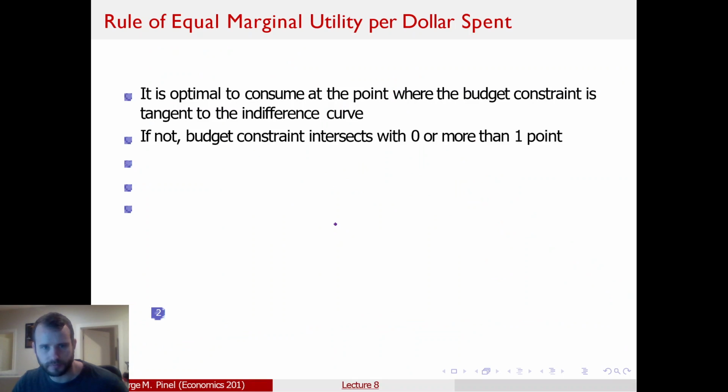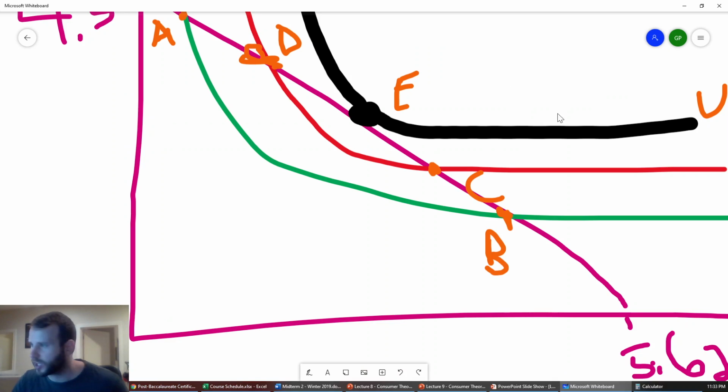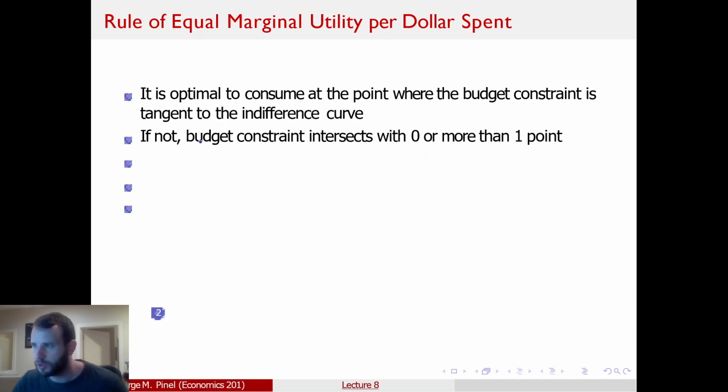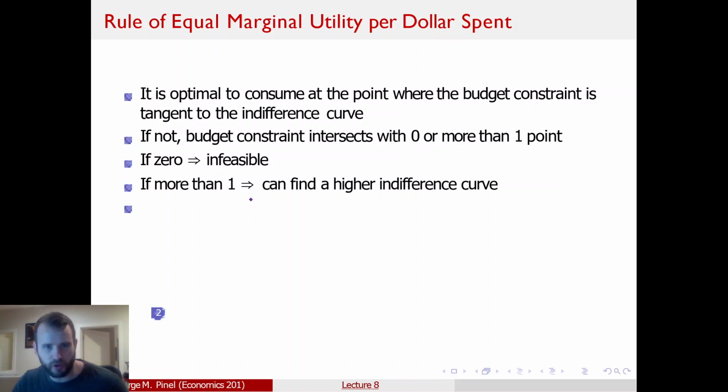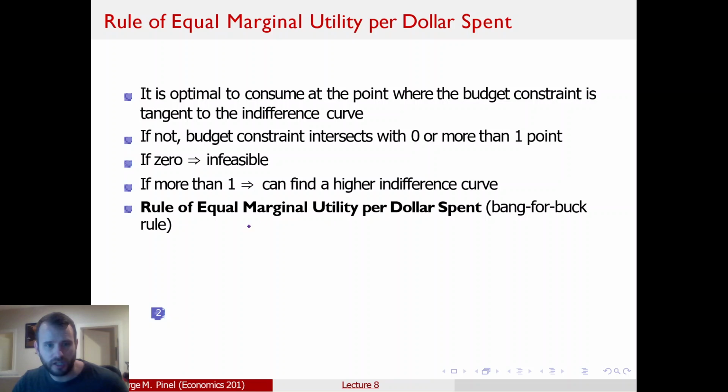Okay. If not, if the budget constraint can intersect with 0 points, which I guess I didn't show, that would be the case where the indifference curve lies above, or with more than 1 point. If it's 0, that means it's infeasible. If it's more than 1, that means you can go on a higher indifference curve. And that all leads to this rule where the marginal utility of beer divided by the price of beer is equal to the marginal utility of samosas divided by the price of samosas.